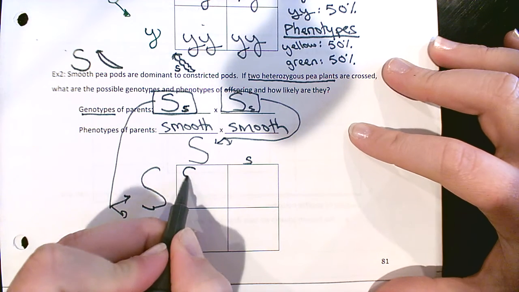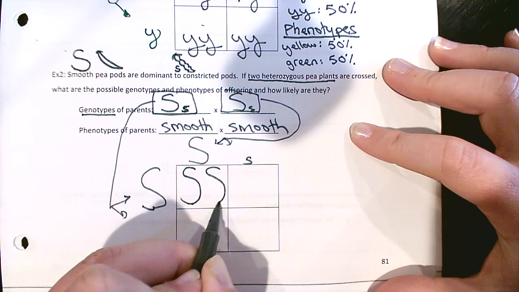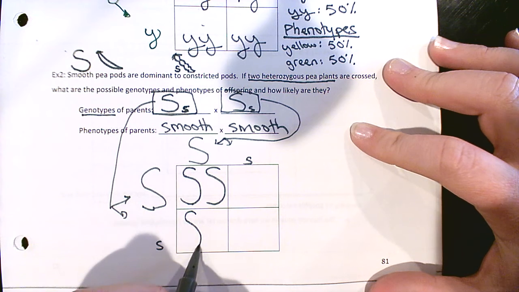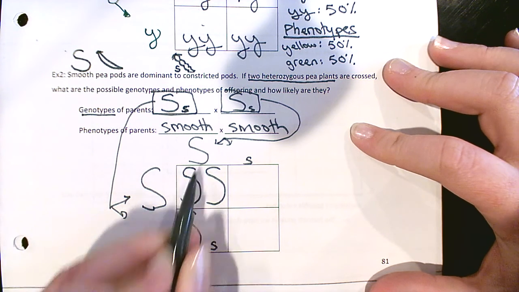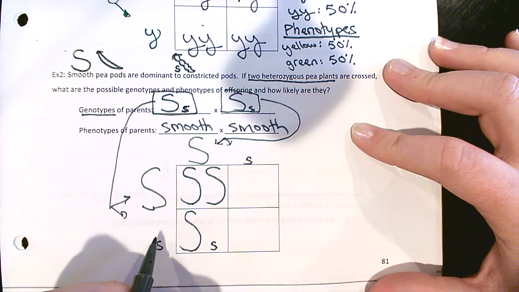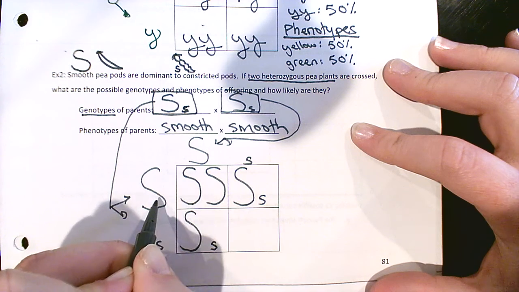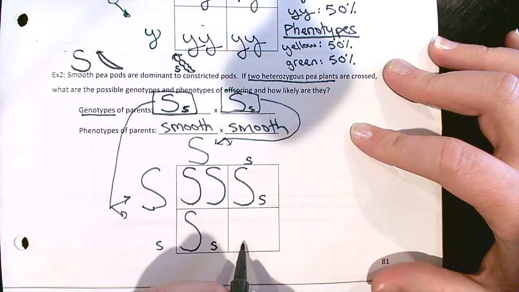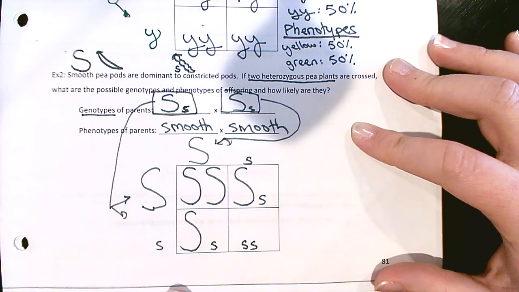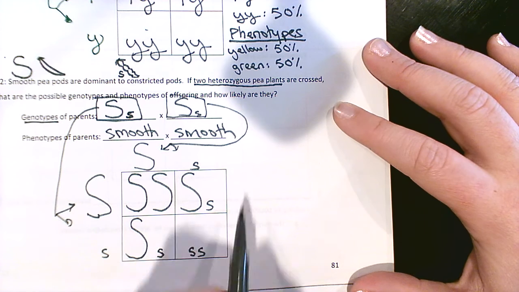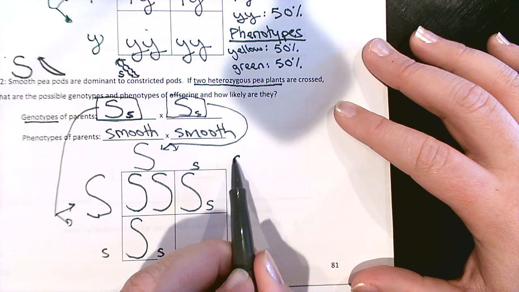And here's what mine look like. So this box should have big S from big S, big S. This one should have big S, little s from up here and over here. This one, big S, little s, big S over here, little s up here, and this one would be little s, little s. Okay, so there's your Punnett square. Remember, each box represents 25% probability.